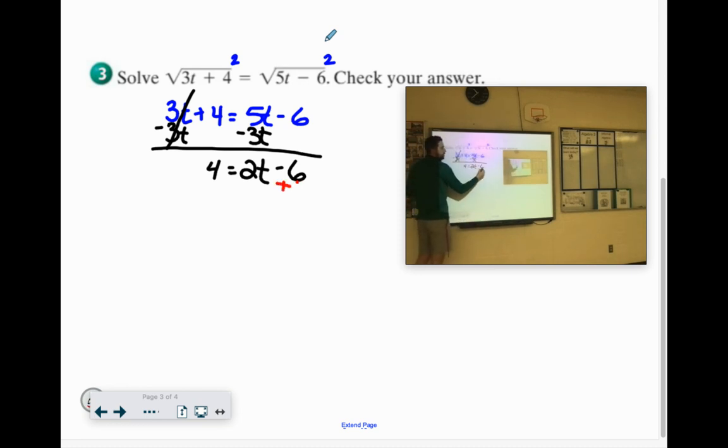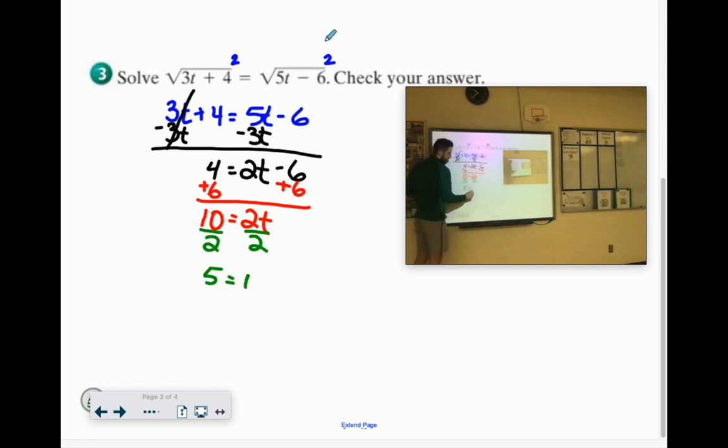We will add our 6. You know your steps of equations. 10 equals 2t. Divided by 2. We get 5 equals t.